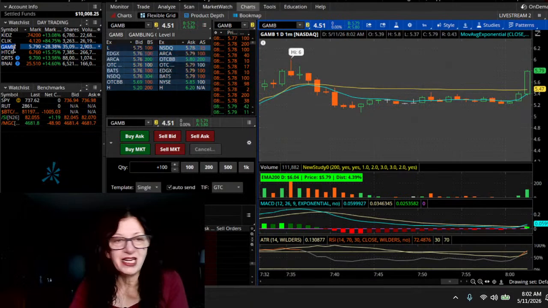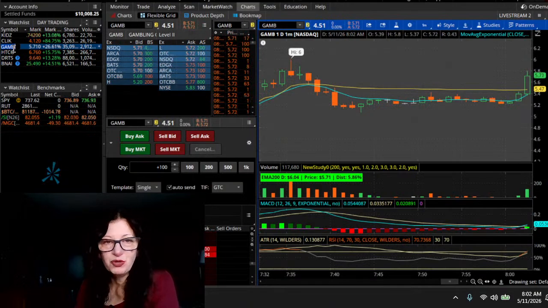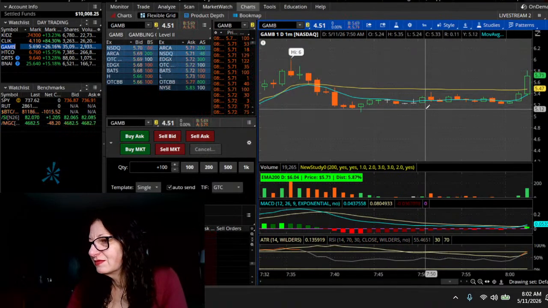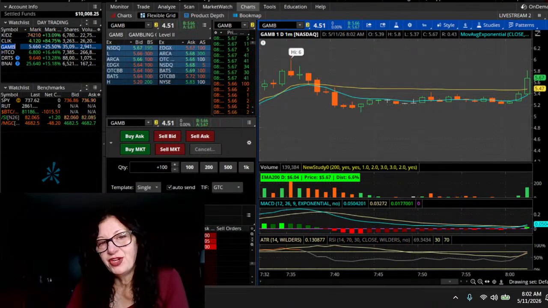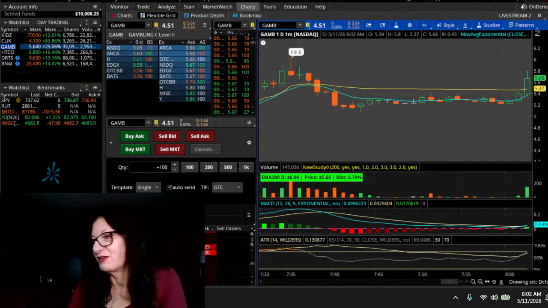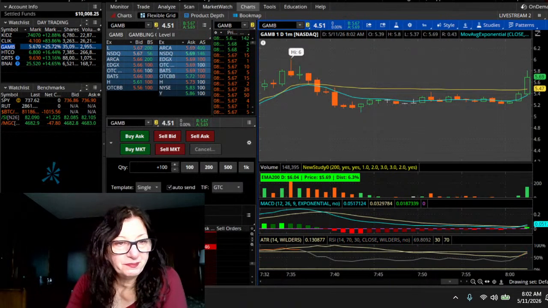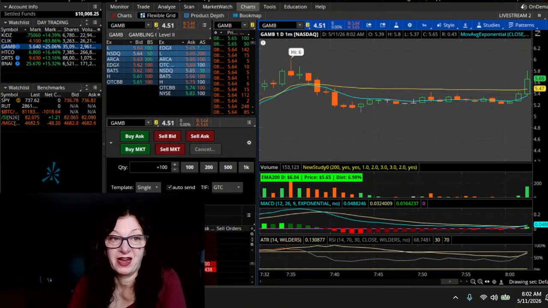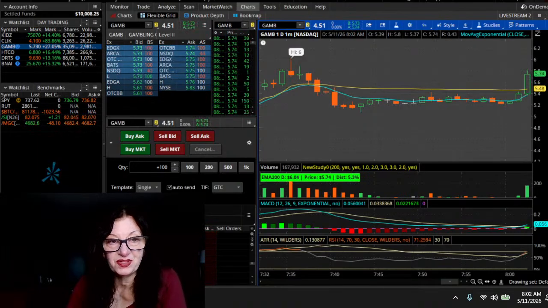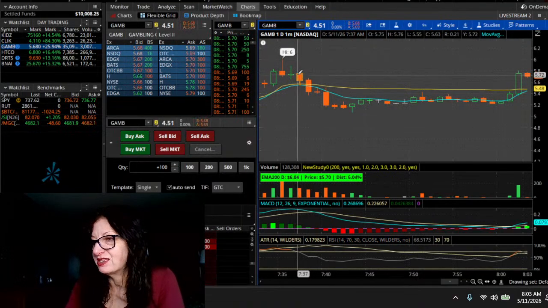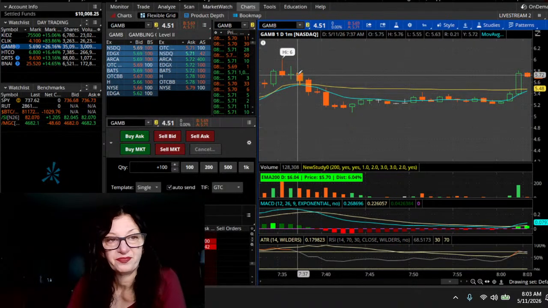All right, GAMB is making a move. It doesn't have news. We don't know why it's making a move, but the relative volume is really high. It's gapped up 25% from the previous day's close. The float's a little over 20 million, but that's not concerning me as much as I want to see good price action.